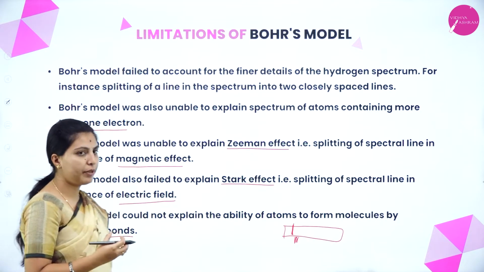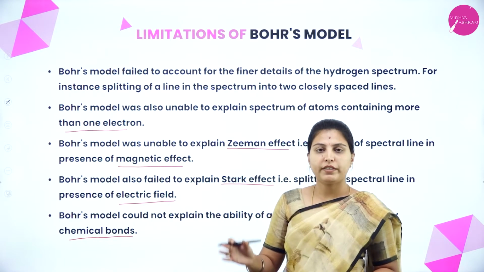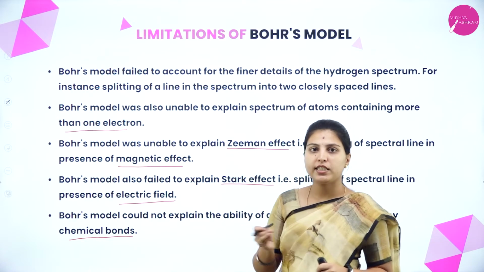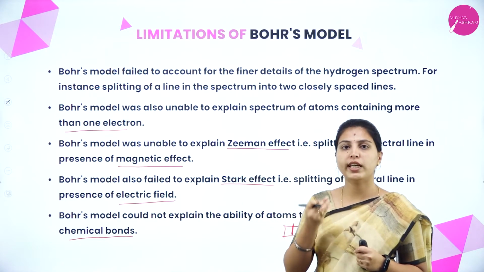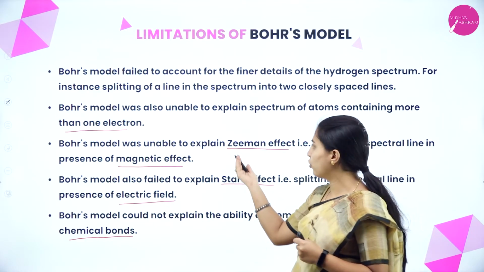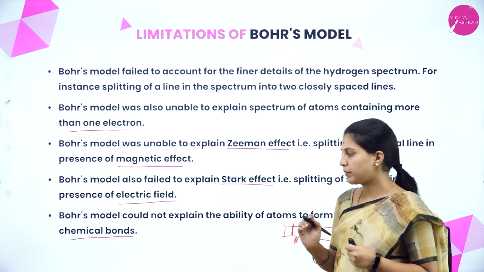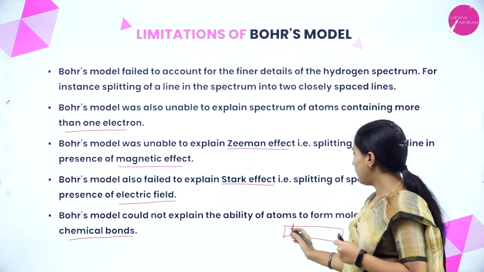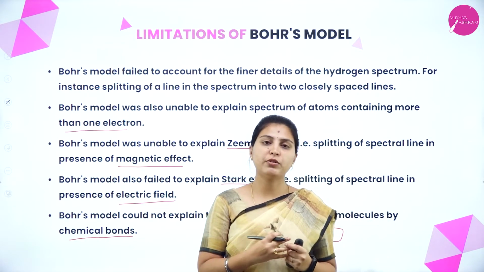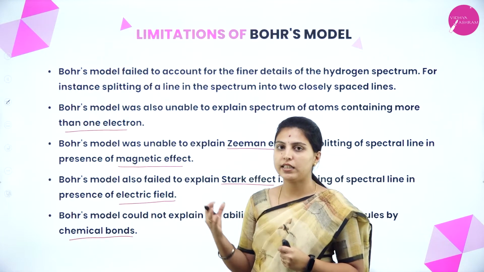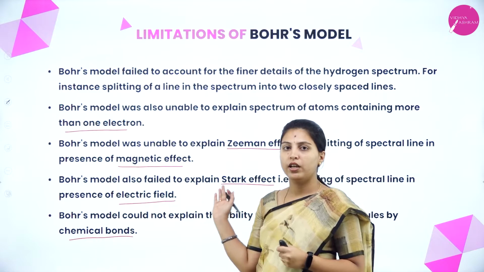Bohr's model could not explain the ability of atoms to form molecules by chemical bonds. How molecules form through chemical bonds, he could not explain. What he could not explain: the finer details of spectral lines, elements containing more than one electron, the Zeeman effect and the Stark effect, and how atoms form molecules by chemical bonds. These are the things he could not completely explain. So his theory failed.